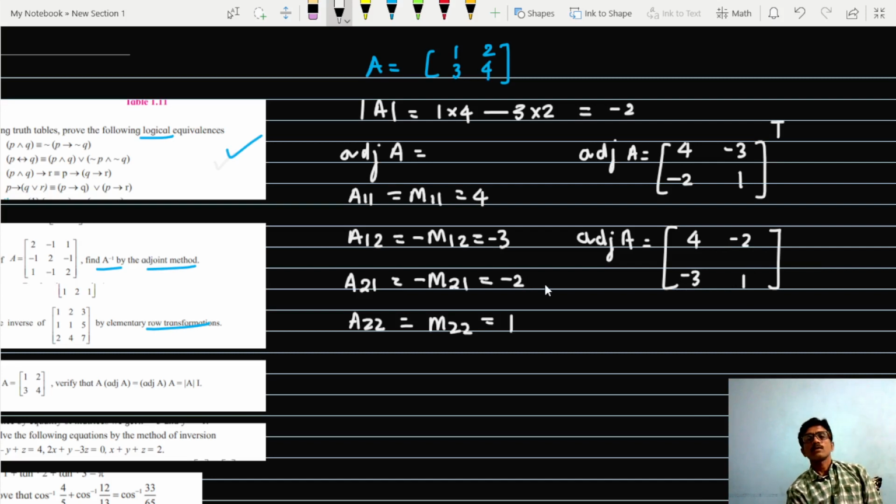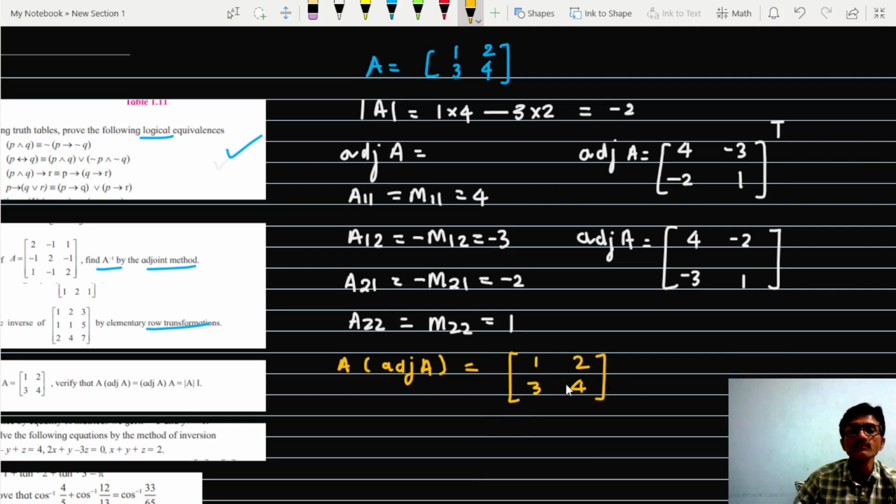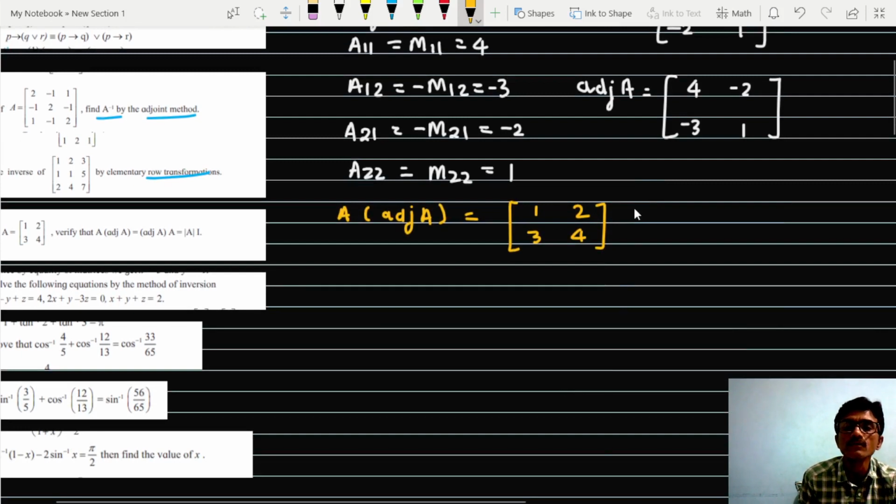That is the transpose. After getting adjoint of a matrix, here what we want to show is A into adjoint of A. So let's find this multiplication, A into adjoint of A is equal to what? Matrix A is 1 2 3 4 and its adjoint is this: 4 -3 -2 1 is its adjoint.